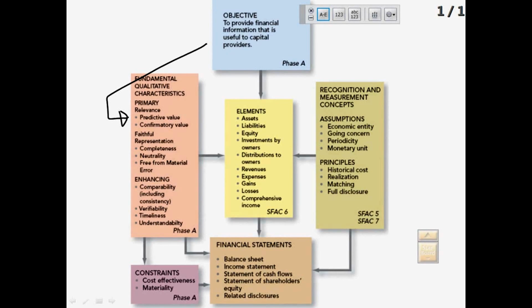So neutrality is saying the information is created in such a way that one party cannot manipulate it to their benefit. You can always manipulate information to some extent, so you have to understand, this is a perfect world. We don't always get neutrality. We kind of approach neutrality. And then it's free from material error, so we don't have any enormous glaring errors.